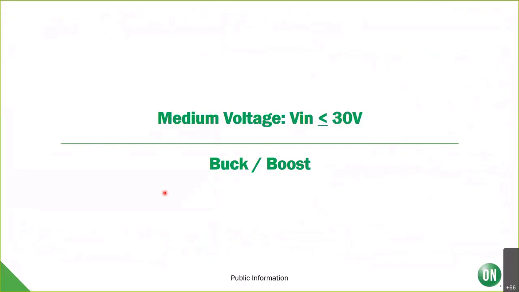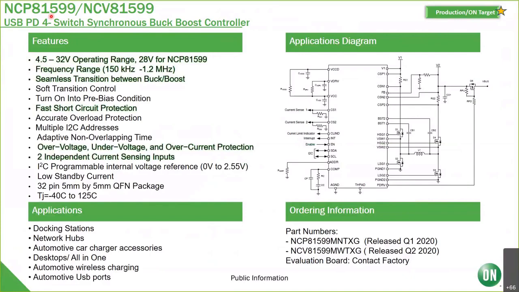And then we've got the medium voltages. So this is the buck boost for up to 30 volts input. So I've got the NCP 81599. We have the V version. So when you see a V at On Semiconductor right here, that means automotive. That's 4.5 to 32 volt operating range, 28 for the P version. Its frequency range is 150 to 1.2 megahertz. Seamless transition between buck and boost. It uses external FETs here, so you can size your FETs for the amount of current you want to go through here.